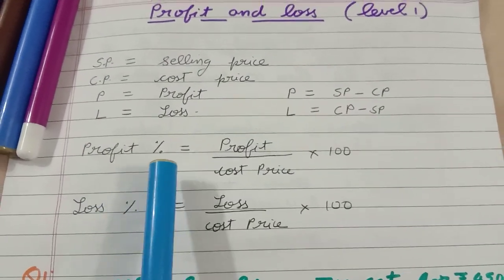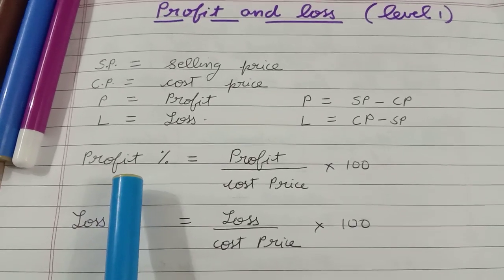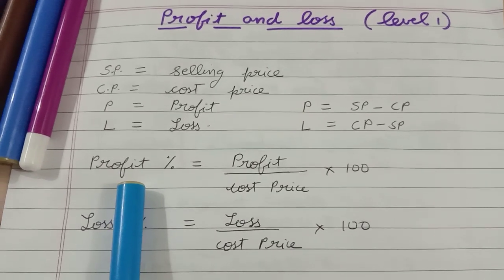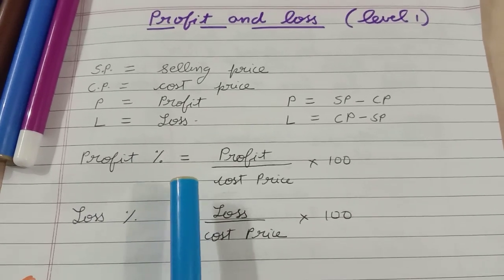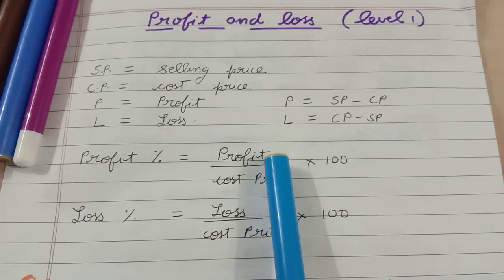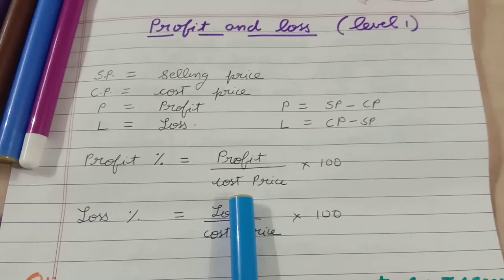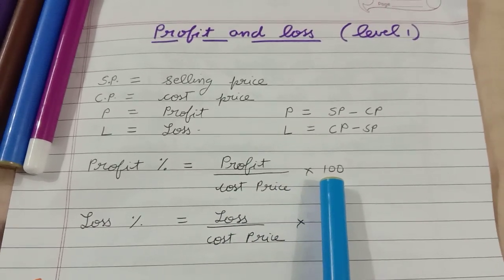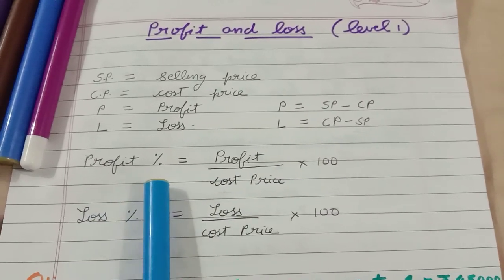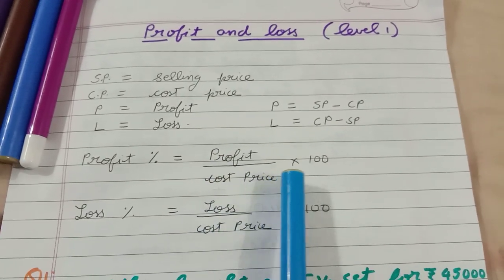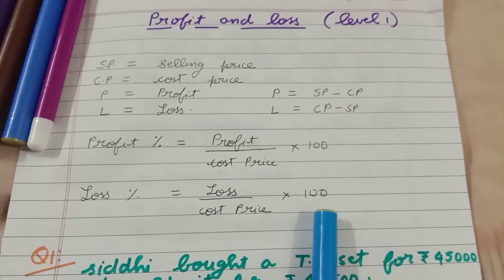Next is profit percentage. In many numericals they will ask you to solve the problem and find the percentage profit. It is also called percentage gain. The formula is very simple. The profit, the amount of profit the person has earned, divided by the cost price of that article, multiplied by 100. I am multiplying it by 100 to get a percentage. So profit percent is profit divided by cost price into 100. Loss percent is loss divided by cost price into 100.